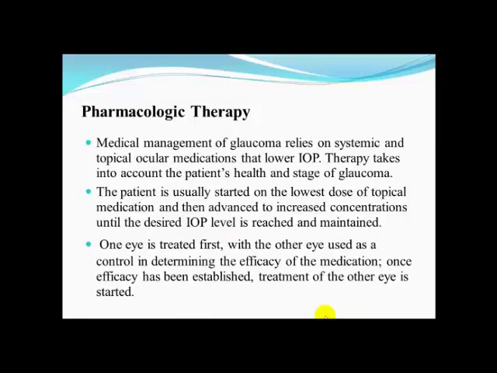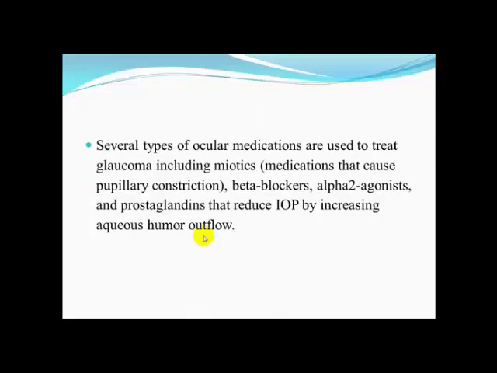غير كما ذكرنا بالكاتاراكت نبدي نشوف استجابته إن العملية سوت improve بالفيجن وبالتالي نلجأ للأذر eye. Several types of ocular medication are used to treat glaucoma, including myotics, medication that cause pupillary constriction, beta blockers, alpha-2 agonists, and prostaglandins that reduce intraocular pressure by increasing aqueous humor outflow.